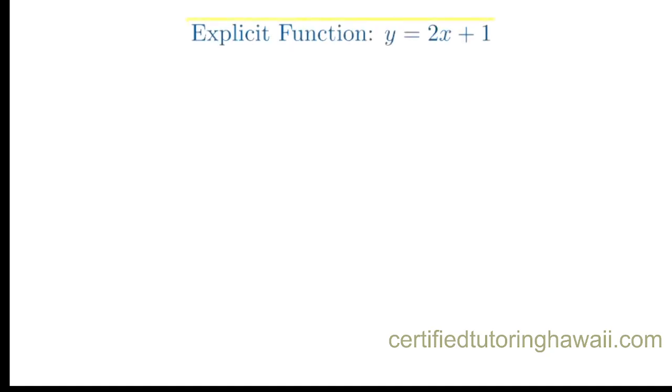We say it's explicit because the variable y is isolated on one side and the expression involving x is on the other. It's a straightforward rule that tells you exactly how to find y for any given x. This explicit form makes it clear that for every single input x, there's exactly one output y, which is a key characteristic of a function. Now, let's look at an equation where it's not so easy to isolate y.